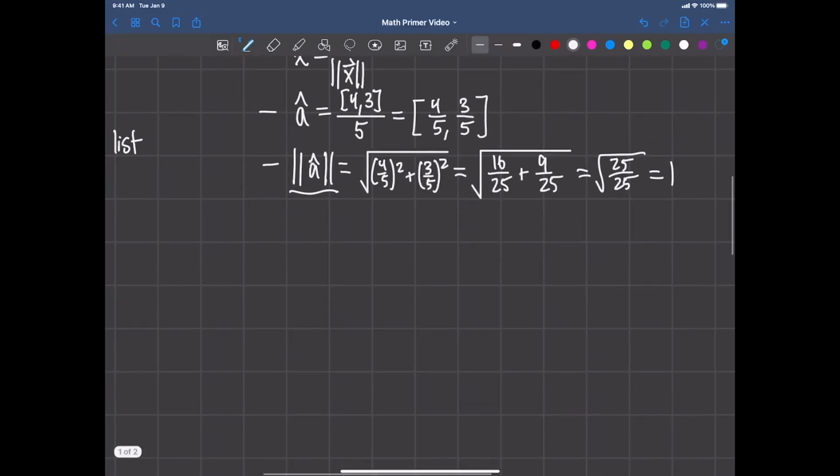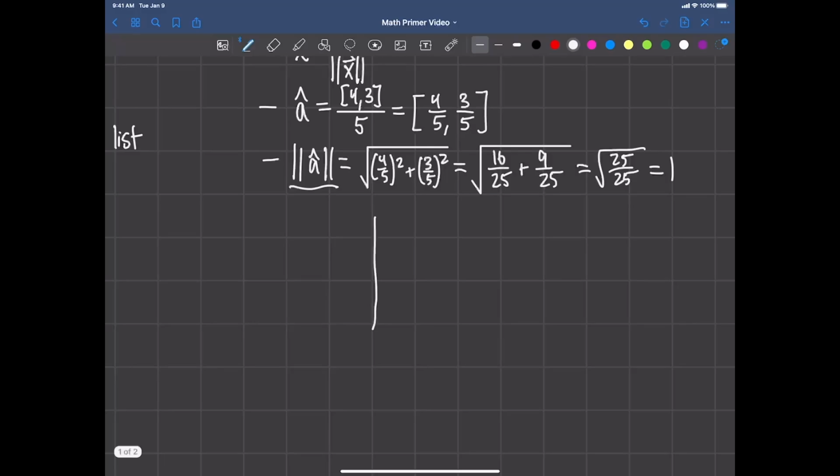So what does that look like graphically? We have the vector A, and this would be the unit vector A. It has the same direction, but a magnitude of 1.